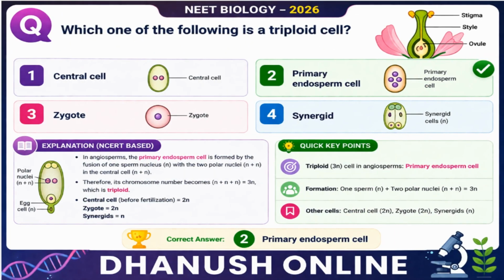In angiosperms, the primary endosperm cell is a triploid cell. It is formed by the fusion of one sperm nucleus with the two polar nuclei, resulting in a chromosome number of 3N. Other options like the central cell, zygote, and synergids are not triploid.